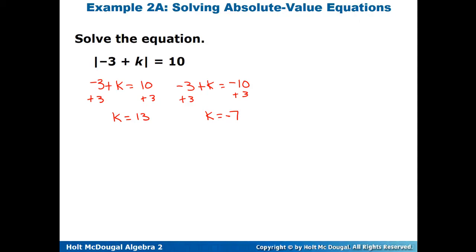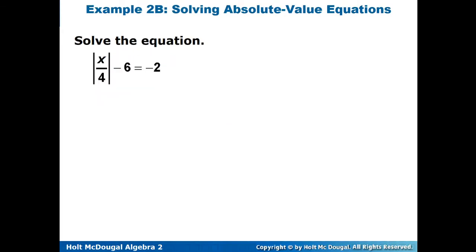All right, let's do another absolute value problem. Here, once again, we want to isolate our absolute value by itself, so let's add 6 to both sides. And now we have the absolute value of x divided by 4 is equal to 4. So now we know that the distance is going to be 4 away from 0. So we're going to say x divided by 4 is going to equal 4 on the right side, but x divided by 4 is also going to equal negative 4 because that's 4 units on the left side.